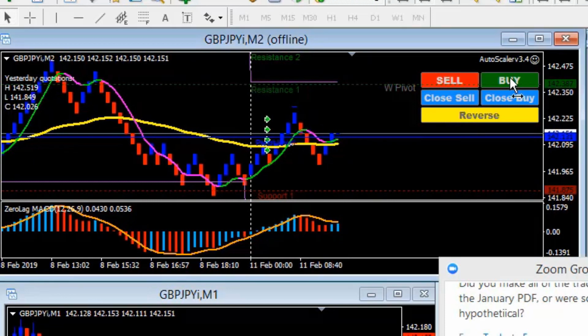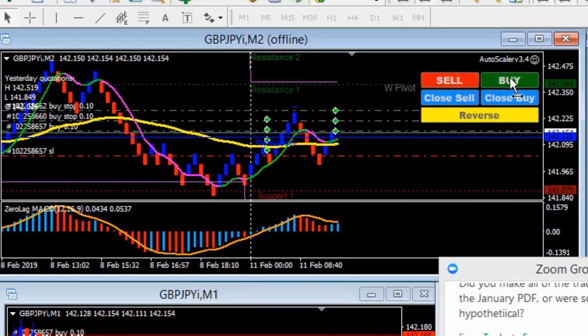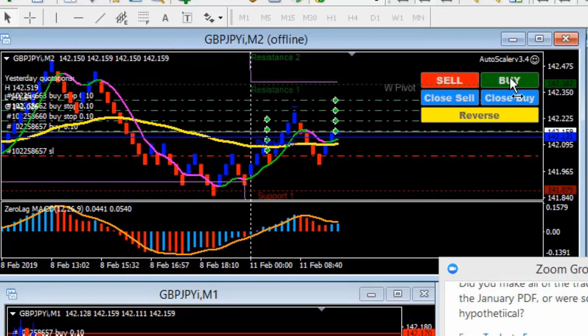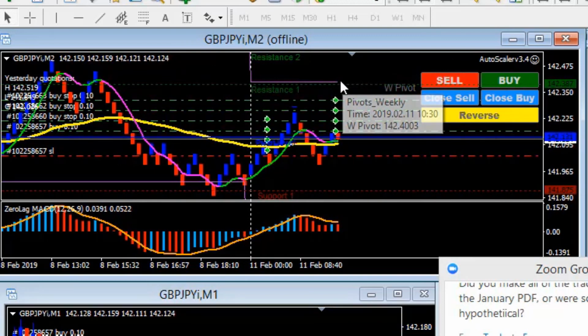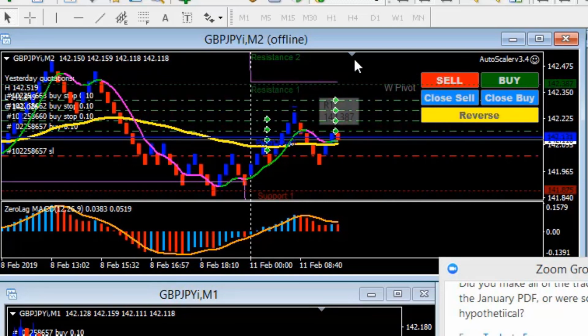Okay, there we close. That would be the buy. Let's see what happens. If it does, in fact, keep going up, we have a weekly pivot line right here coincident with R1. So that may not be the most we could hope for.